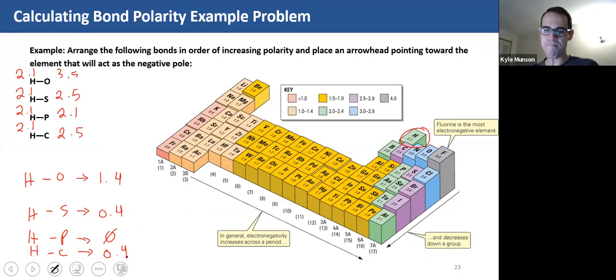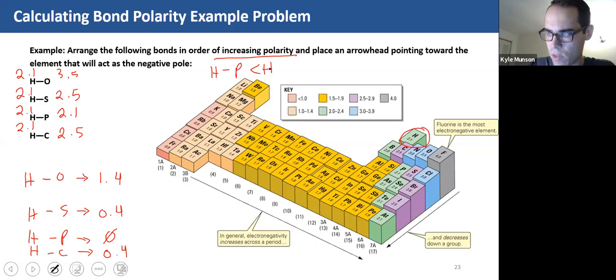So if we arrange these in order of increasing polarity, I'll just write it up here. It's going to be hydrogen-phosphorus, hydrogen-sulfur, which is equal to hydrogen-carbon, then hydrogen-oxygen.